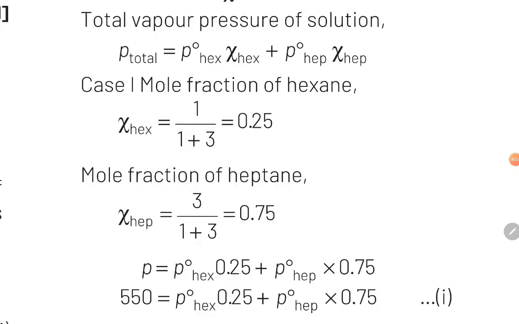Yes students, आप यहाँ observe कर सकते हो that total vapor pressure of solution is given by the equation x of hexane into P naught of hexane plus x of heptane into P naught of heptane. Guys, x of hexane can be calculated by using the equation number of moles of hexane divided by total number of moles. So guys, for the first case, x of hexane will become equal to 1 divided by 1 plus 3, which is equal to 0.25.